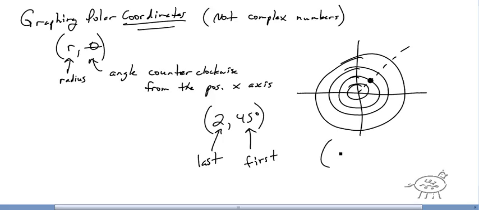So if I said 4 comma 180 degrees, well, 180 is over here, on the negative x-axis, and I'm just going to go 1, 2, 3, 4, and that's the coordinate. That's 4 comma 180. It's pretty easy. The only thing that gets a little tricky is this.